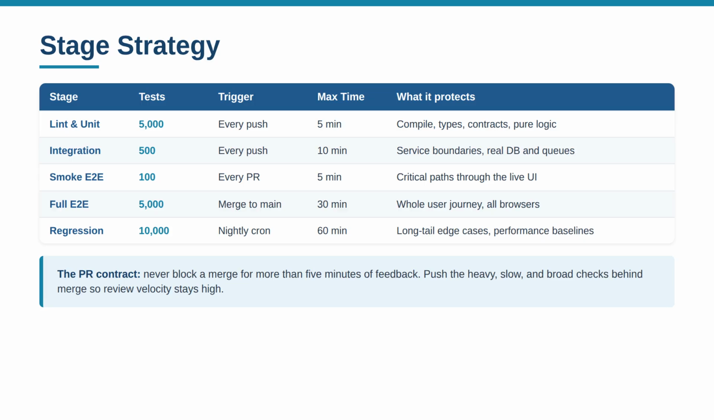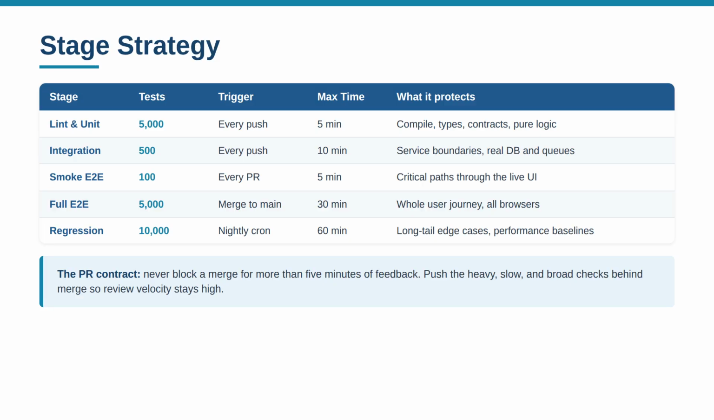Then smoke end-to-end tests, 100 tests on every pull request, 5-minute cap, covering the critical paths through the live UI. Behind merge to main, you run the full end-to-end suite. 5,000 tests across all browsers, 30 minutes. And the outermost ring is the nightly regression suite, 10,000 tests, 60 minutes, scheduled for 2 in the morning, so results are waiting when the team arrives at stand-up.